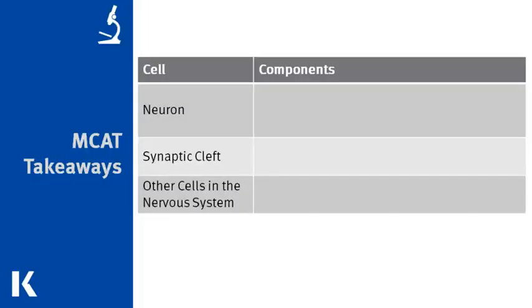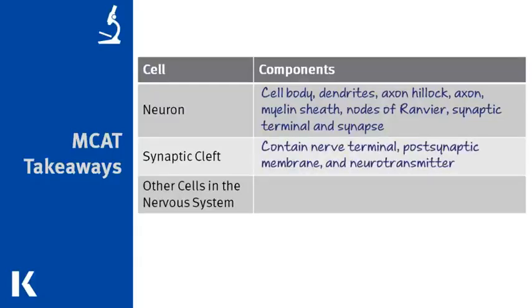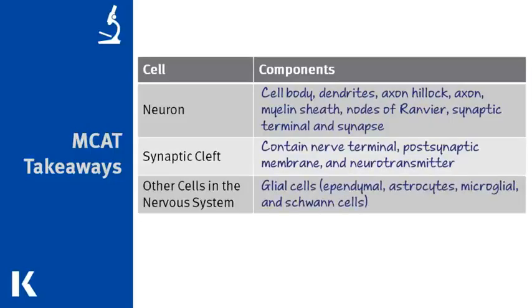For the MCAT, you'll want to know the basic components and functions of cells in the nervous system. We followed the path of a signal through a neuron, starting at the dendrites, then traveling from the axon hillock down the myelinated axon to end at the synaptic terminal. We explored the synapse, across which neurotransmitters travel in order to pass a signal between two cells. And finally, we checked out glial cells, which function to support the neurons.